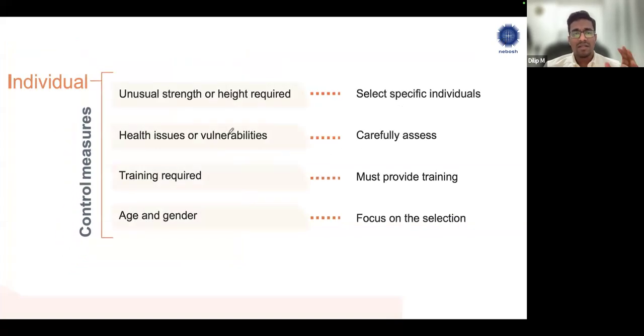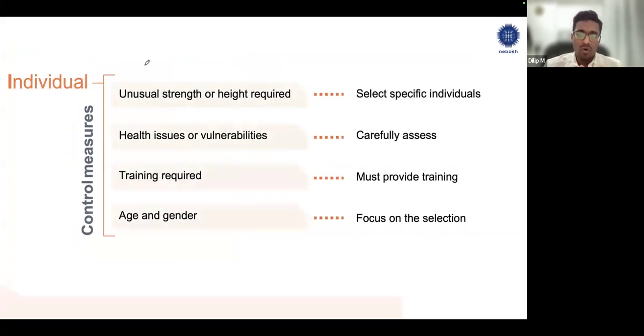Next, the factor is the individual. So who is the individual who would be undertaking the manual handling task? The risk factor for the individual is if that task requires unusual strength or height. So if I lack that stamina or the strength, then I should not be involved. If I have any health issues like back pain or muscle injury, I should not be involved in manual handling tasks. If I lack training, like the handling techniques, I should not be involved.